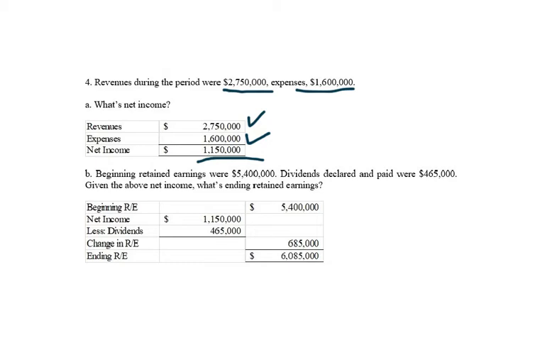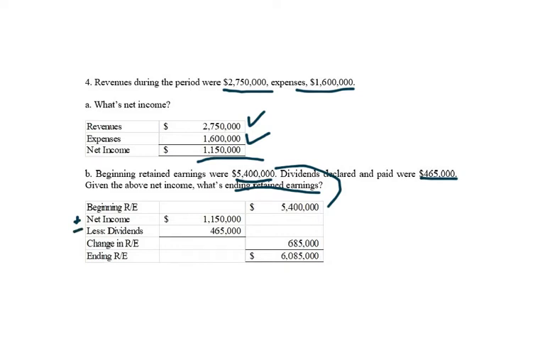So that's very straightforward. For part B, I asked you to take this information and incorporate it into the ending retained earnings balance, based upon some additional information. If beginning retained earnings starts at 5.4 million, and this is what dividends declared and paid during the period were, what's going to be your ending retained earnings balance? We'll start with the 5.4, because it always starts there, beginning retained earnings. And again, it'll be plus the net income minus the dividend.